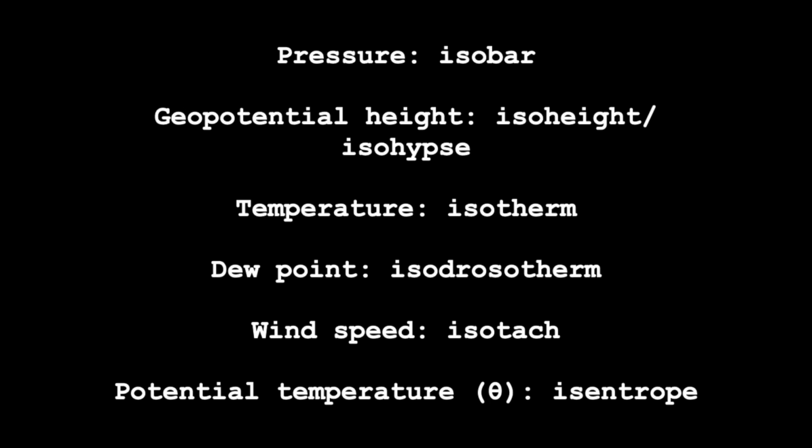And lines of equal potential temperature, or theta for short, which is a thermodynamic variable that is related to atmospheric stability, are called isentropes. If you've ever heard of isentropic analysis, that is analysis that involves potential temperature. There are isopleths other than these listed here, but these are the main ones that you'll see in meteorological analysis.